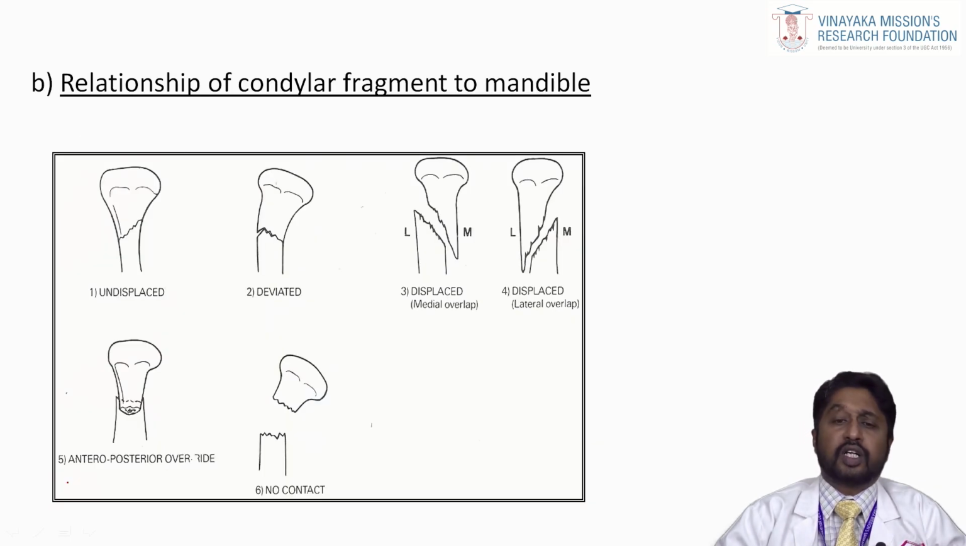The relationship of the condylar fragment to the mandible can be undisplaced, where you see a fracture in the condylar region but it is not moved from its anatomical position. Next is the deviated condylar fracture, where the head is slightly deviated. Then you have displaced fractures, medially overlapped or laterally overlapped. Lateral overlap is very rarely found; most condylar fractures are medially displaced. Next you have anterior-posterior override, and then no contact with the mandible, where the condyle is separately fractured out. These are the relationships of the condylar fragments to the mandible.